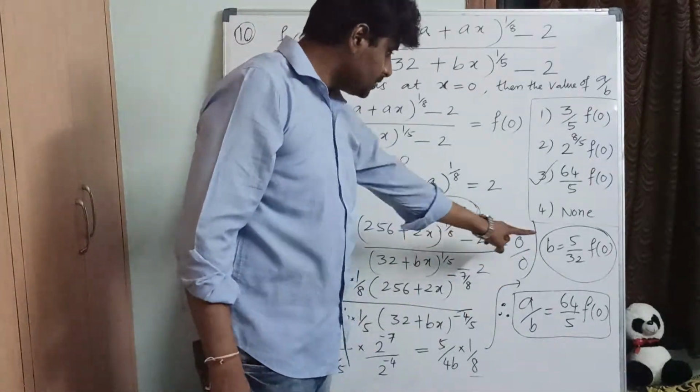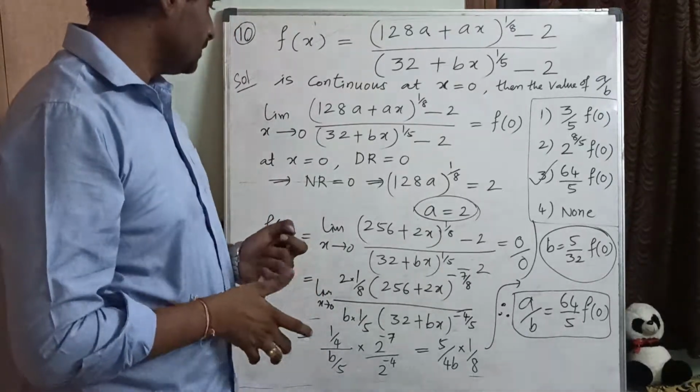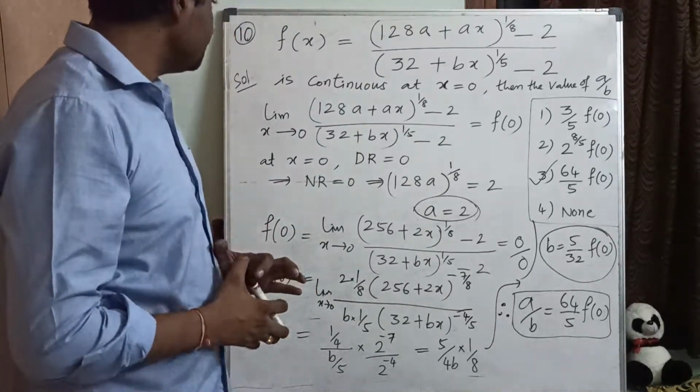Okay. So 32 goes up, 32 into 2, 64 by 5 into f of 0. Clear? So hope you have understood. Make a note of that.